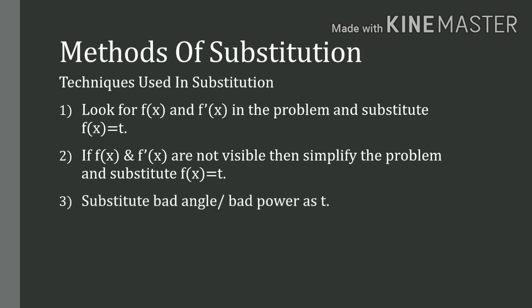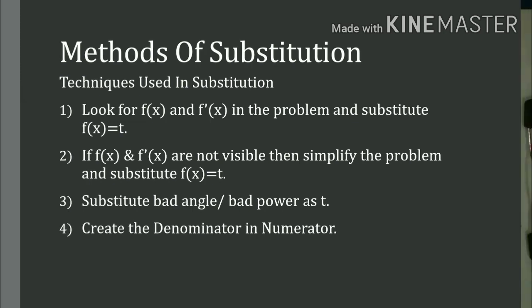Technique 3: substitute bad angle and bad power as t. So the powers which are like x raised to 5, x raised to 3 or something very weird, that time you have to substitute that angle or power as t. And last technique, that is create the denominator in the numerator. This is the easiest that you can do to solve the problem.